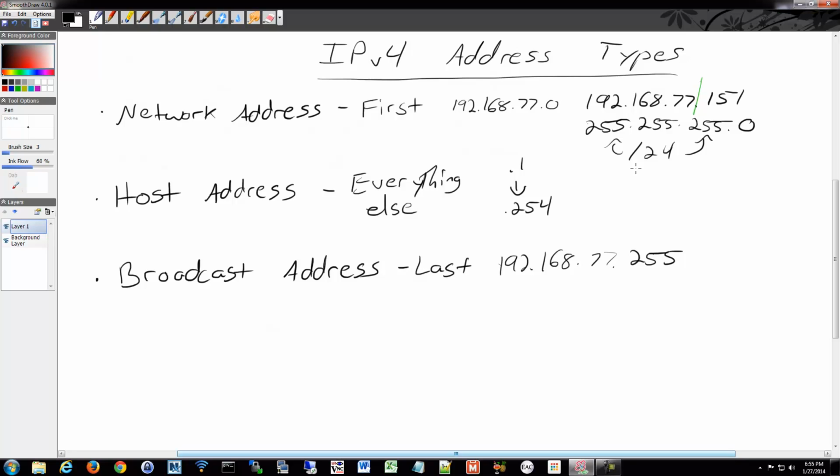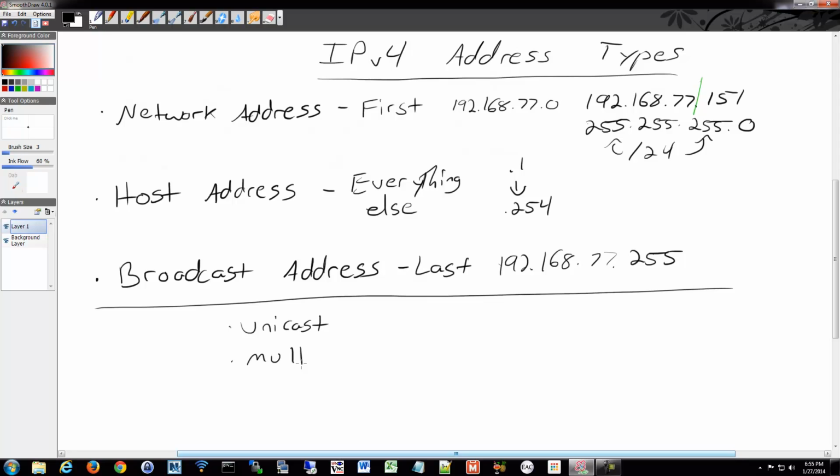We've gone over some of how to calculate addresses, so I won't reiterate that, but some of the packet types we have. So I mentioned broadcast address. So obviously we have broadcast packets that use this broadcast address. So let's talk about some packet types in IPv4. So we have unicast, we have multicast, and then we have broadcast.